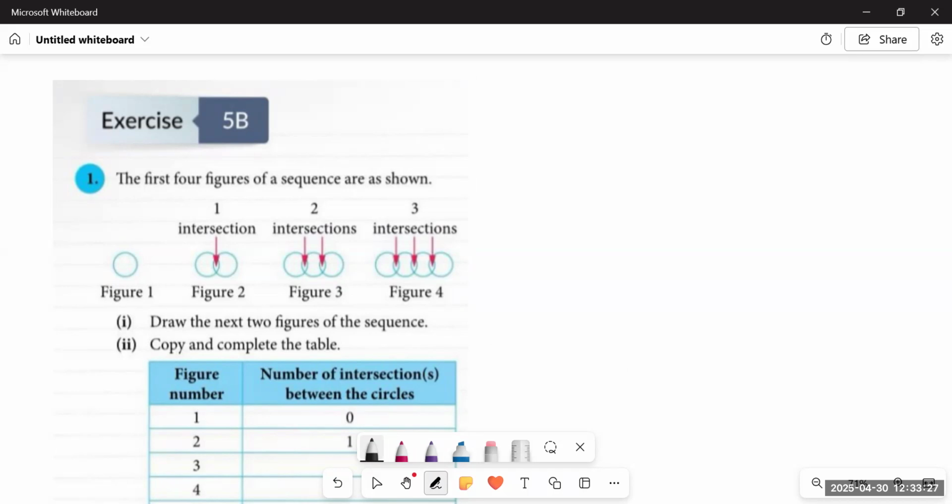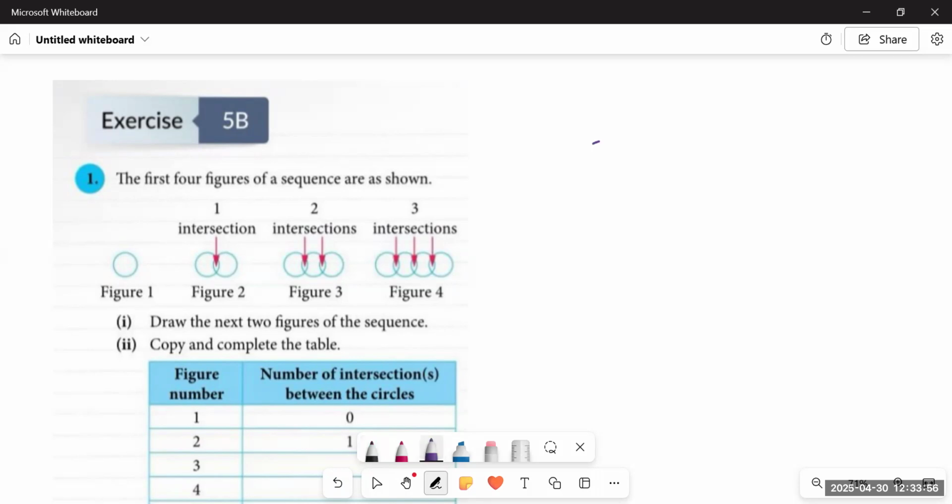So let's start with question number 1, which says the first four figures of a sequence are shown below. You'll feel that there is something in common in all these intersections. If we talk about the first figure, we have no intersection because there is a single circle. But in figure 2, you'll find there is one intersection that is highlighted with a red arrow. Intersection means the part that is in common between the two circles.